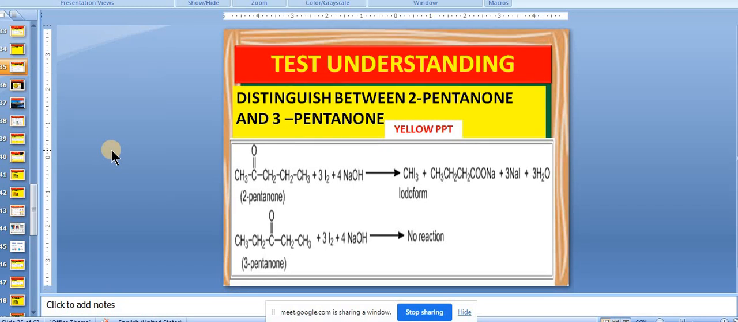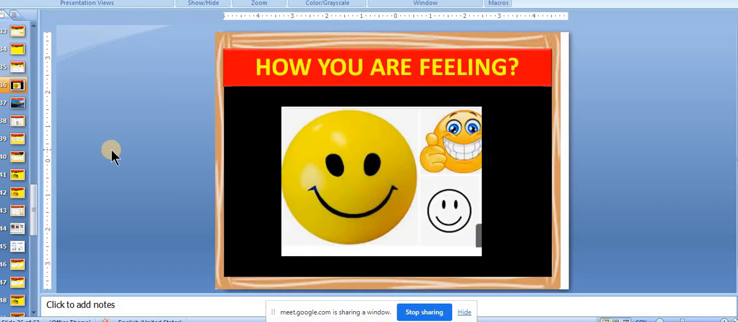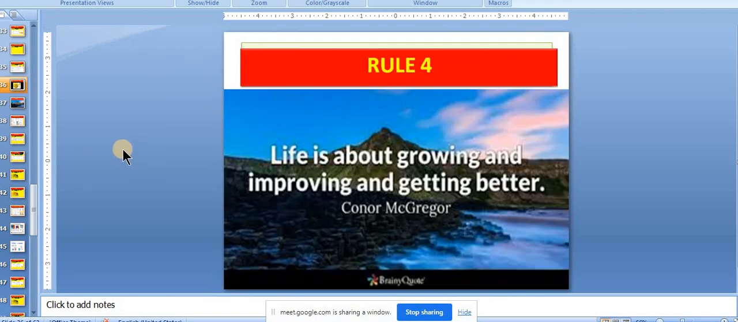Okay, so now how are you feeling? You are clear about the iodoform test. You are clear about the Lucas test. You are clear about the Carbylamine test. Yes or no? So you are feeling that okay, 3 marks, sir, 3 marks we will take. Right? Yes or no? Now let us move to the next part.